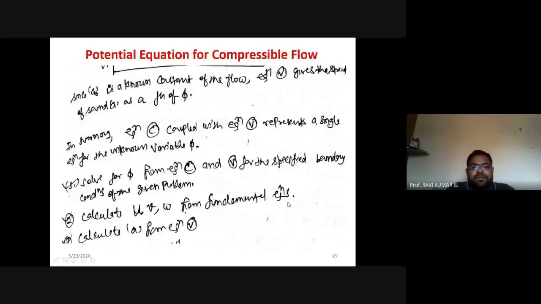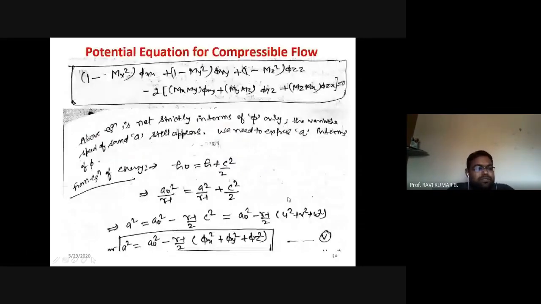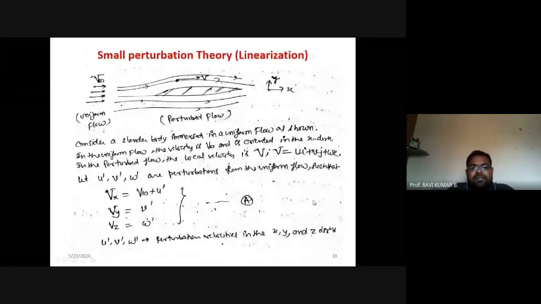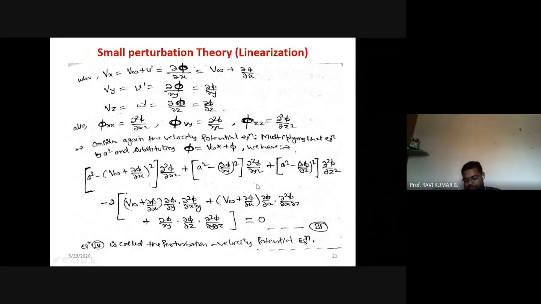In this equation I can substitute all these values, right? So when I'm substituting all these values here, I will get this form of equation finally. If I arrange all these terms, further simplification can be done, right? So this complete form is known as the linearized potential function equation for perturbed flow, or we can say it is called the perturbation velocity potential function. So this is the second case.